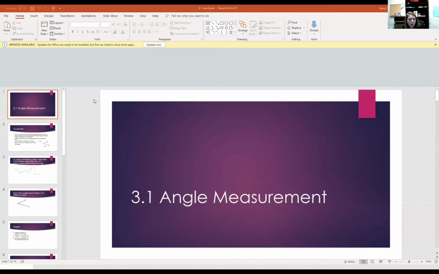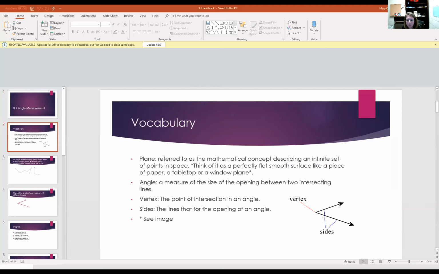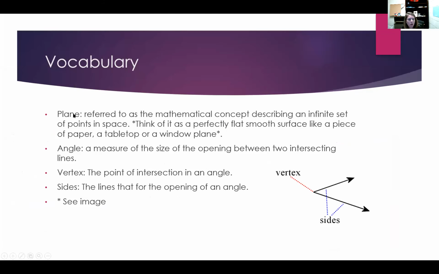So 3.1 is on angle measurement, and here's some vocabulary on this. Let's go to the next page. So a plane is referred to as a mathematical concept describing an infinite set of points in space. You're going to think of it as a flat, smooth surface, like a piece of paper or a window plane or a tabletop, something flat, okay? It's a 2D dimension.